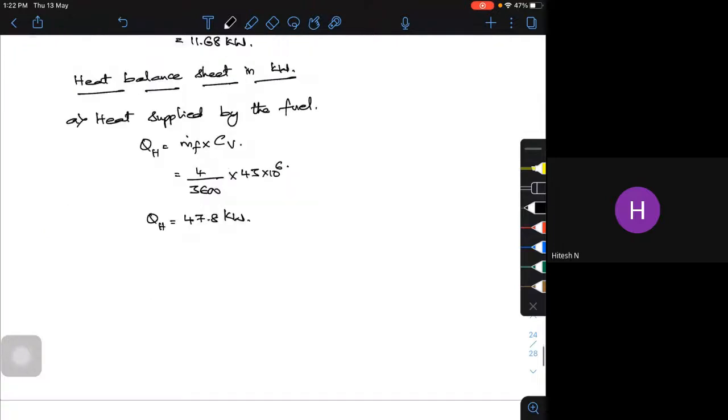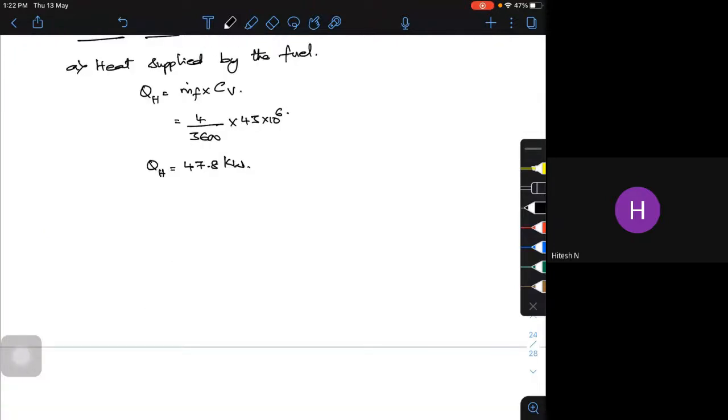Now the second thing: heat lost to cooling water. That is Qw, so mass of water into Cp of water into the exit temperature of the water, that is, Twe minus the inlet water temperature.